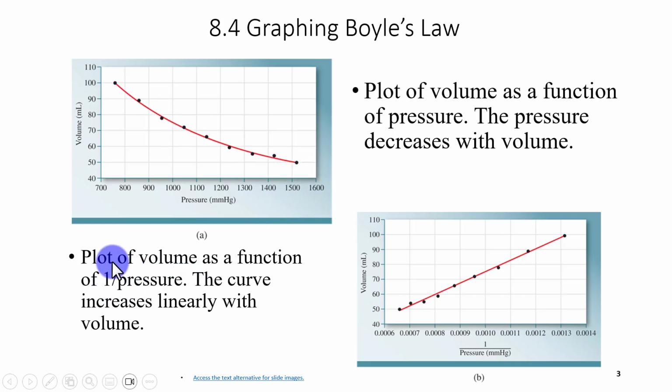But if I then plot the volume as a function of 1 over pressure, 1 divided by pressure, you will see that it is a line that increases linearly with volume. So typically if I just do volume versus pressure, that's going to decrease. But if I do volume versus 1 over pressure, it's going to increase linearly. And just by looking at the form of this graph, I can figure out that volume and pressure are inversely related to each other.